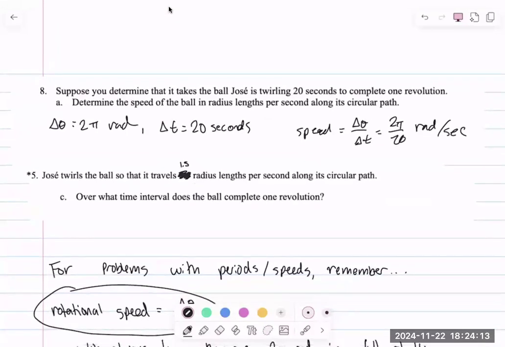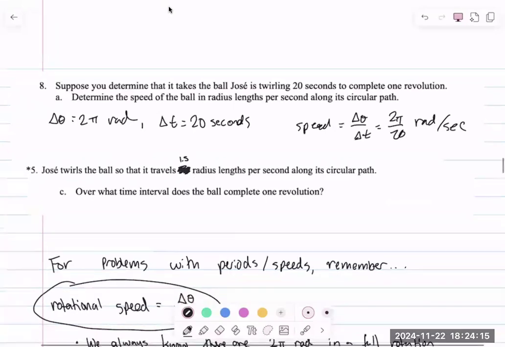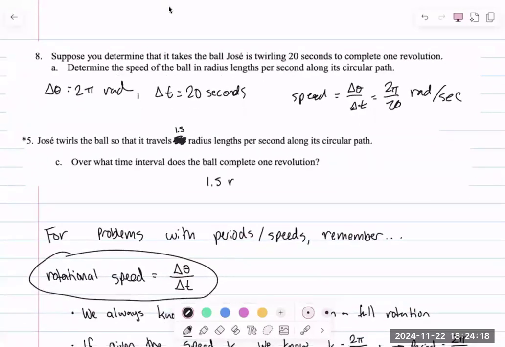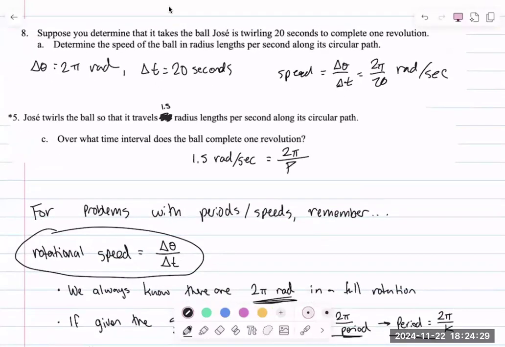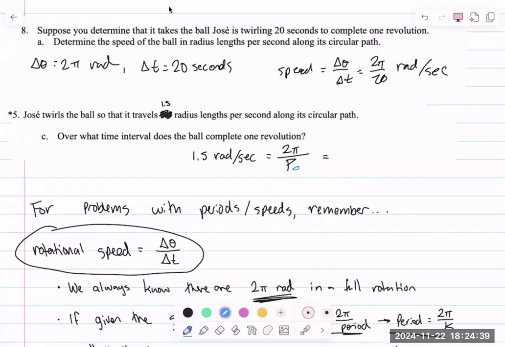For number 5, if the ball is traveling 1.5 radius lengths per second, well, then that means 1.5 radius lengths per second is equal to my change in angle, so 2 pi, divided by my period, right? In one period, I'm going to travel 2 pi. That's going to give me my speed. So solving for p, I like to use something that I call my little hat trick. We're trying to solve for p, but p has a hat on. Just give it to the other side. P is going to equal 2 pi divided by 1.5, right? We just gave 1.5 p's hat.